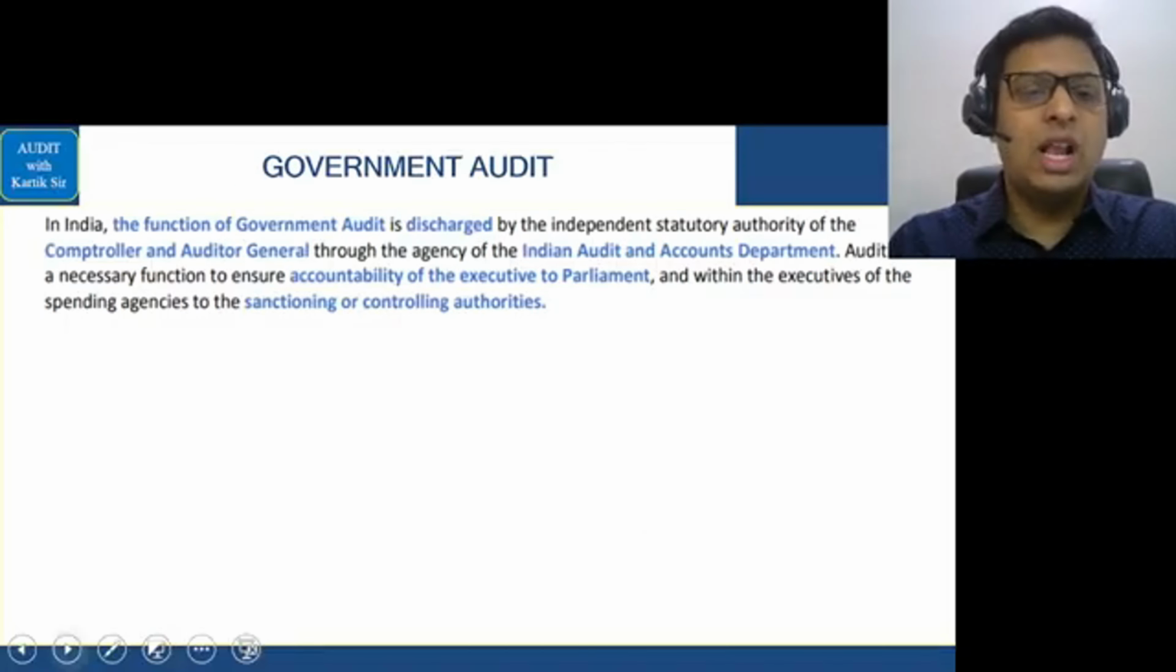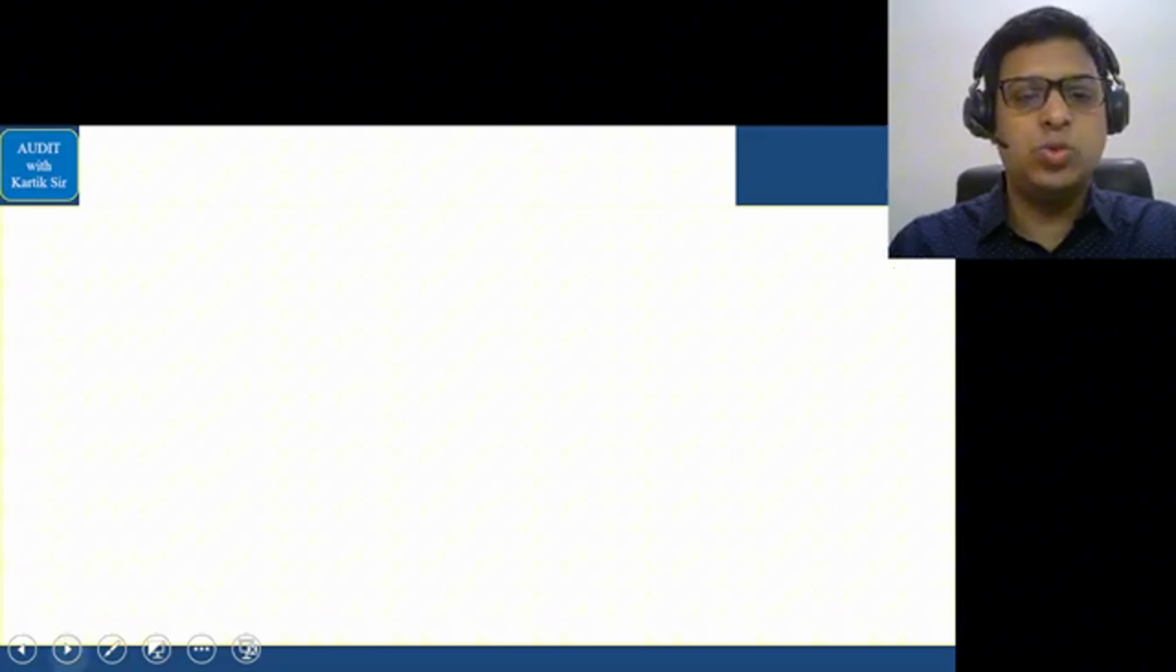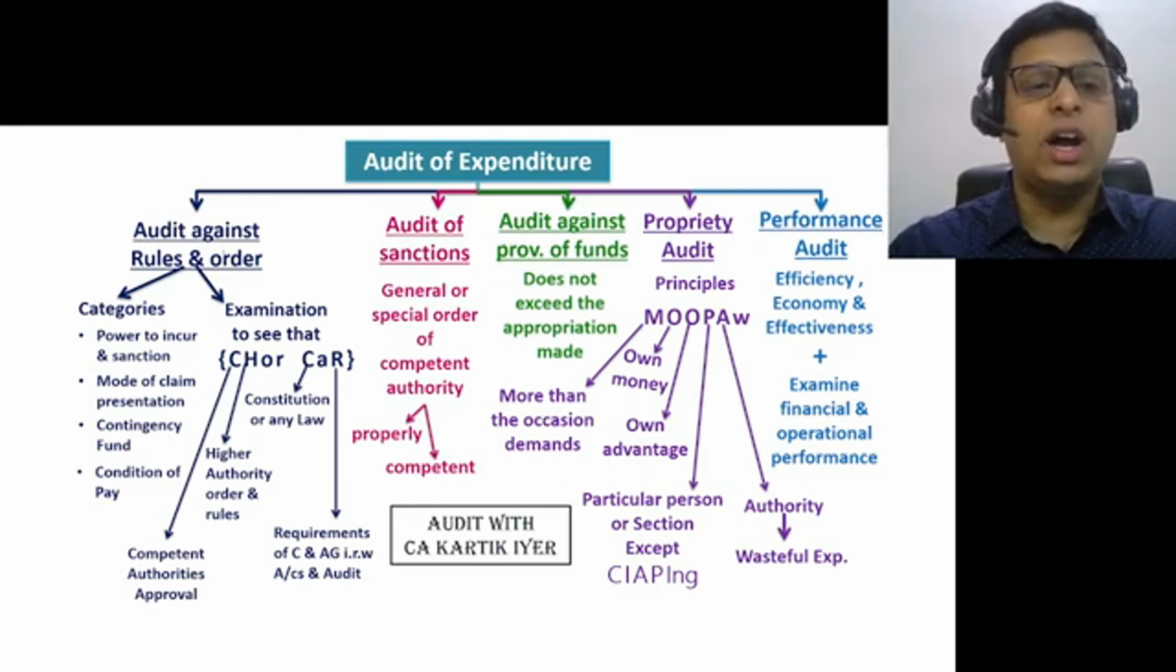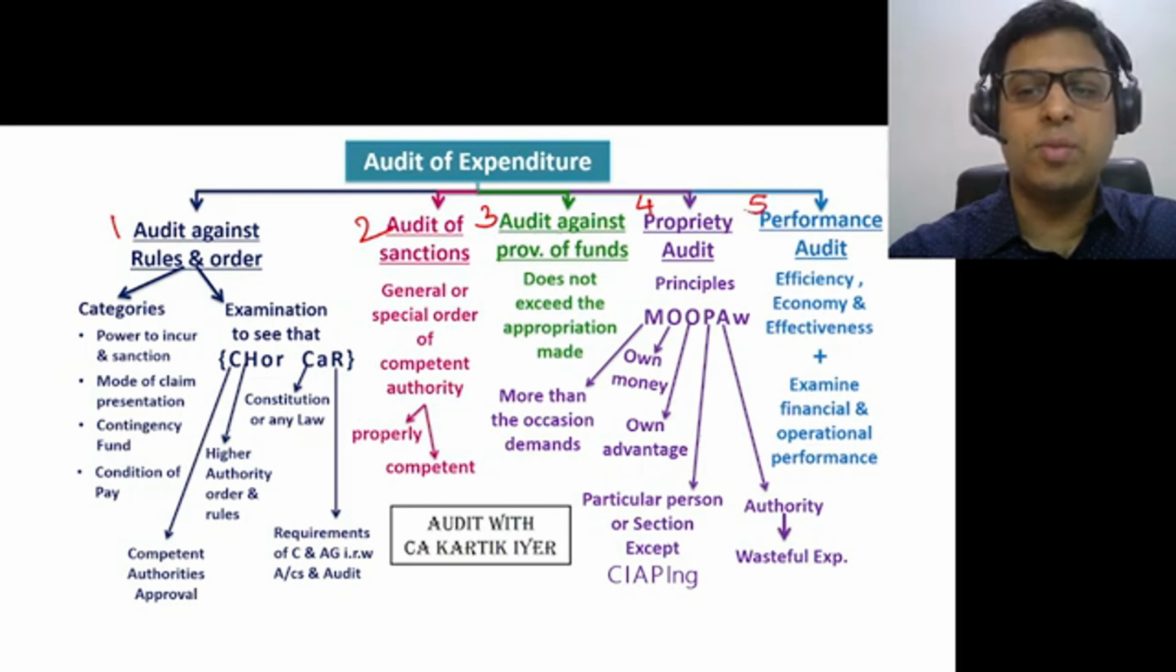Okay. Let's go further in relation to this area. Let's keep an eye on the expenditure part now. So you can see here the audit against rules and orders is one part. Audit of sanctions is two. Audit against provision of funds is three. Propriety audit is four, and performance audit is five.